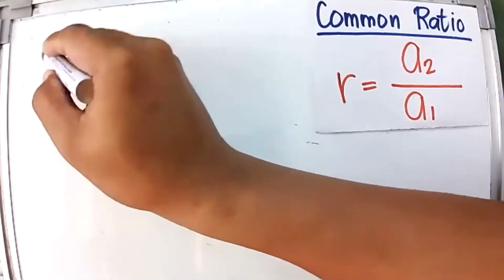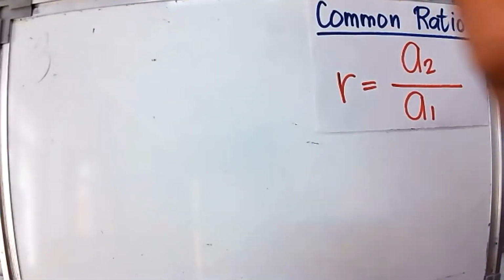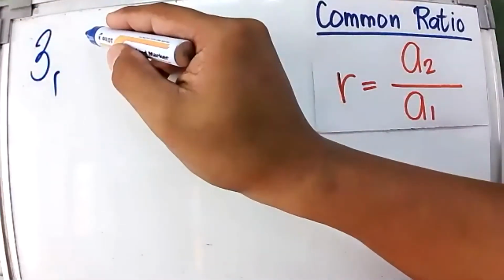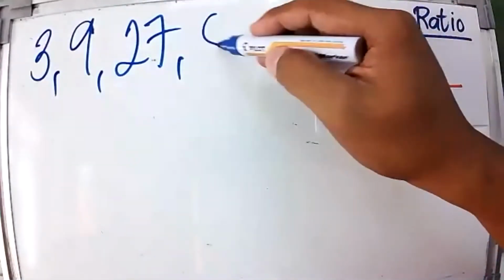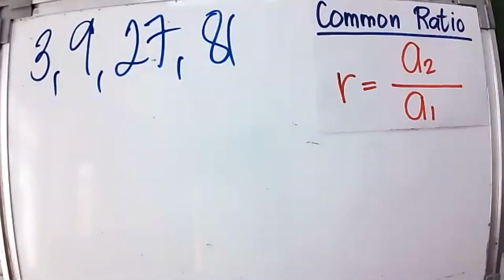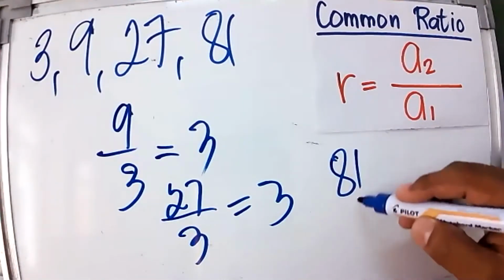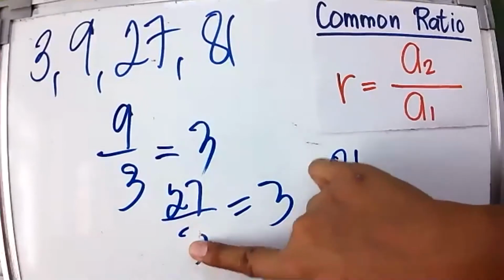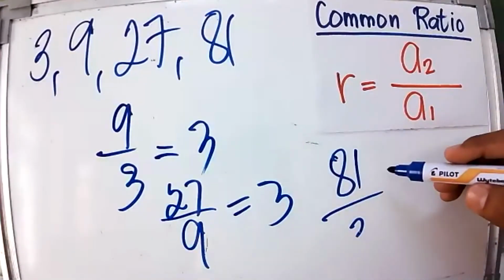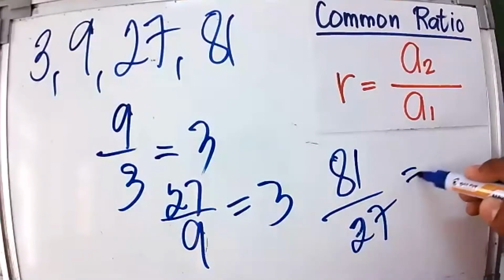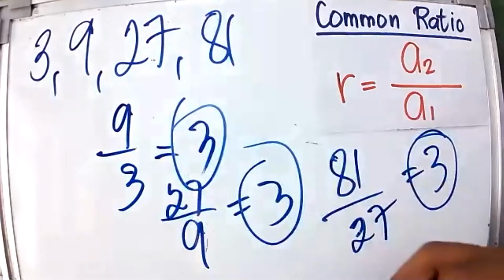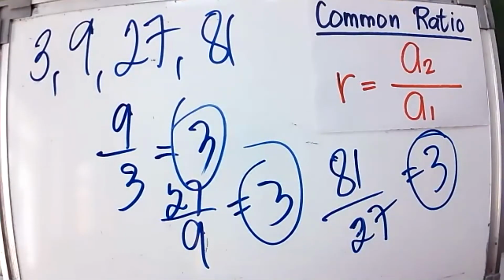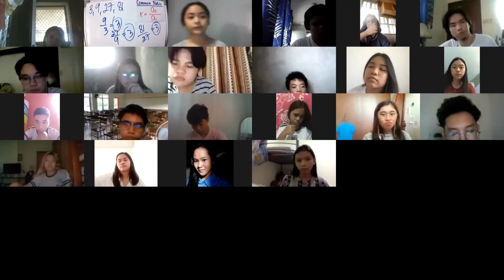Ready? This is our sequence. For example, we have 3, 9, 27, 81. Find the common ratio. Go. Dividing 9 by 3, this is 3. Also dividing 81 by 27, that's also 3. So that is our common ratio. Thumbs up if we got the correct answer. Very good.